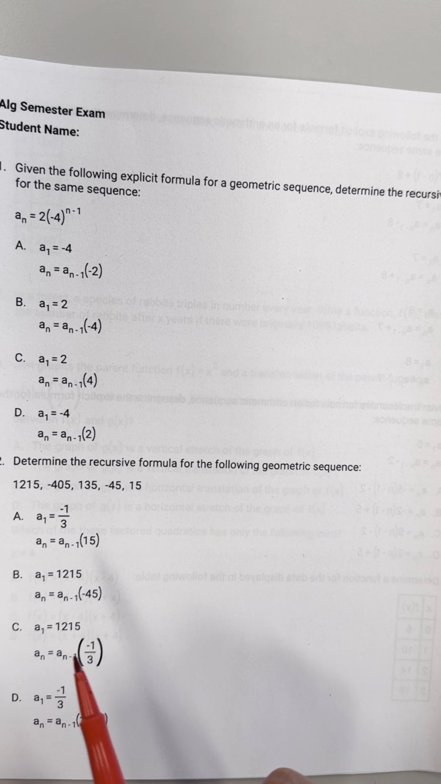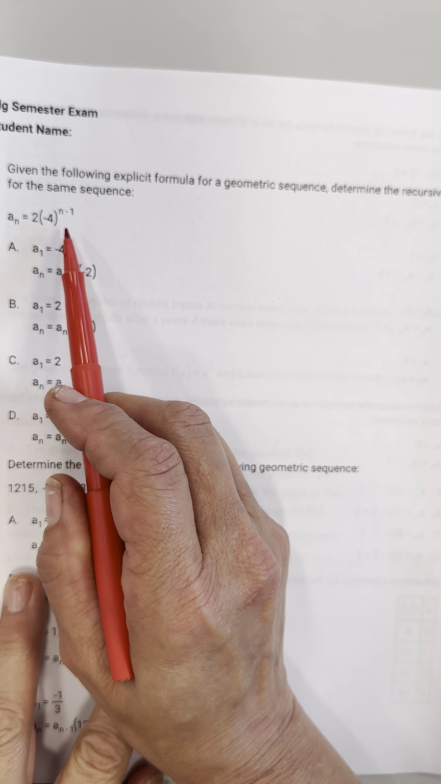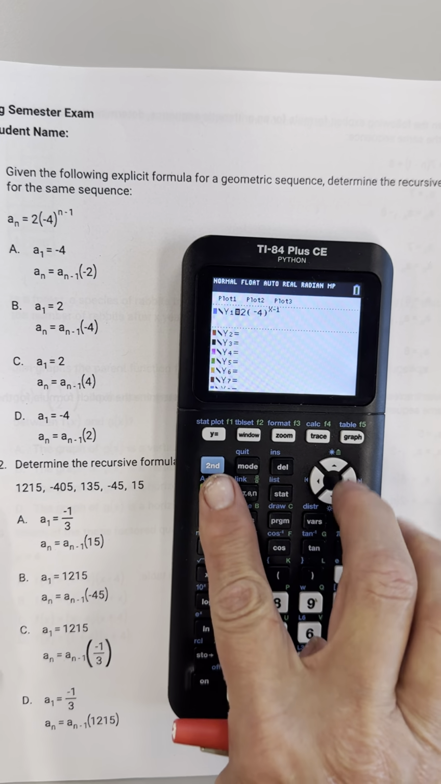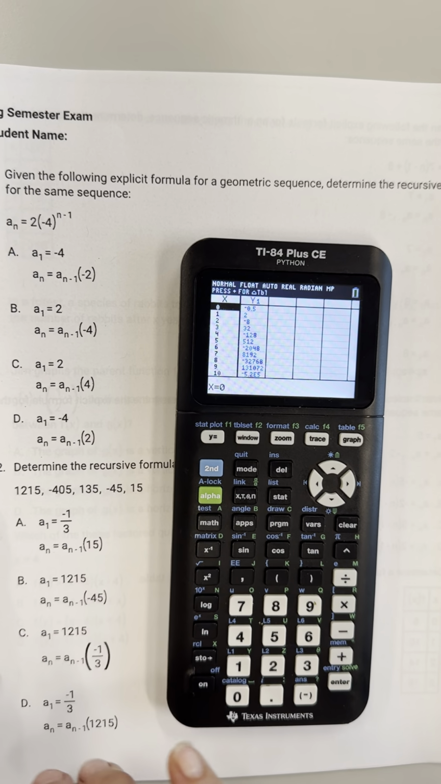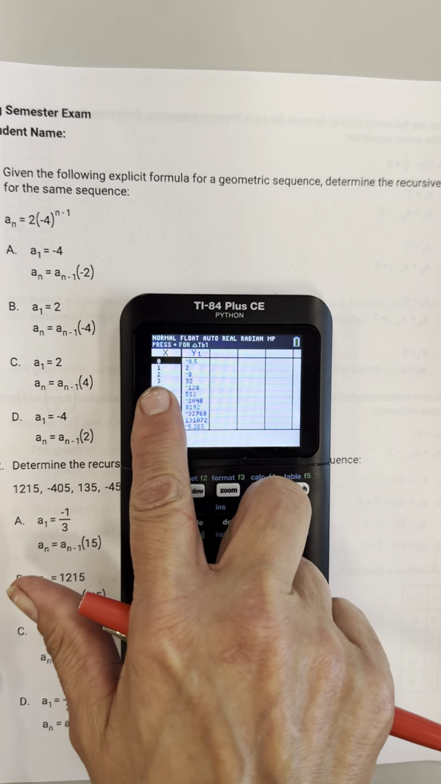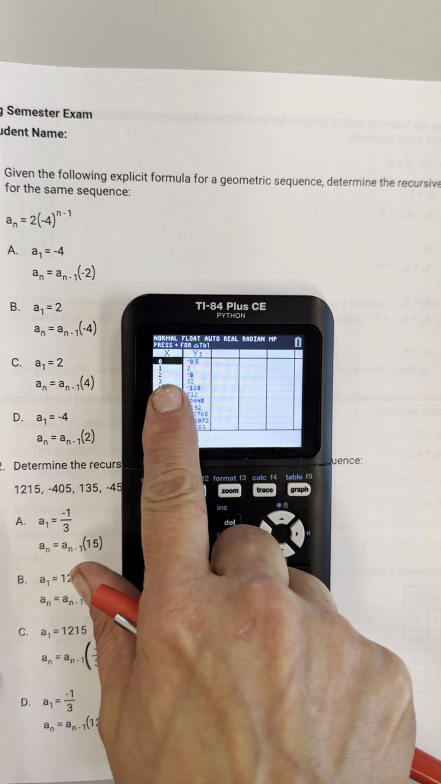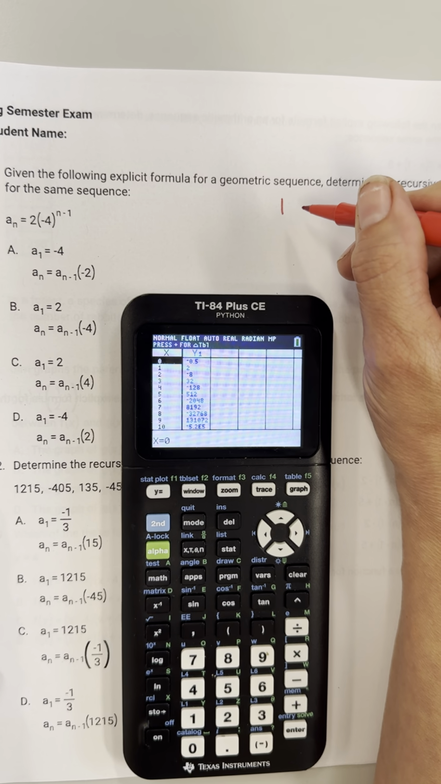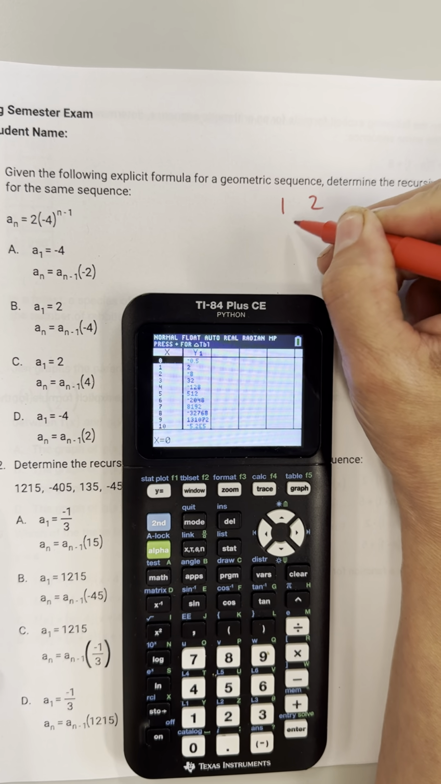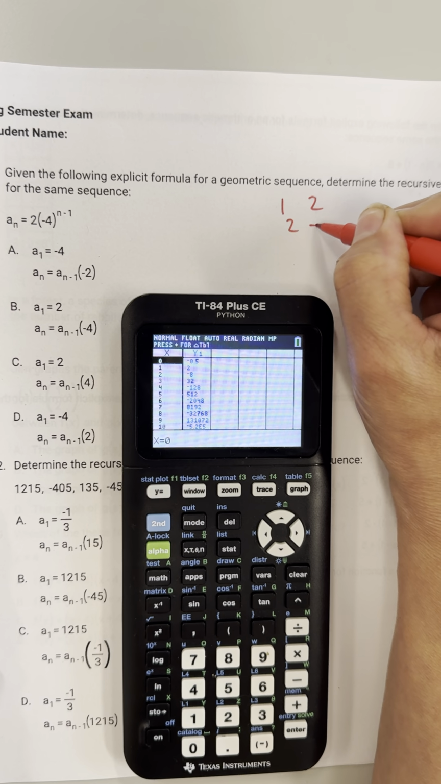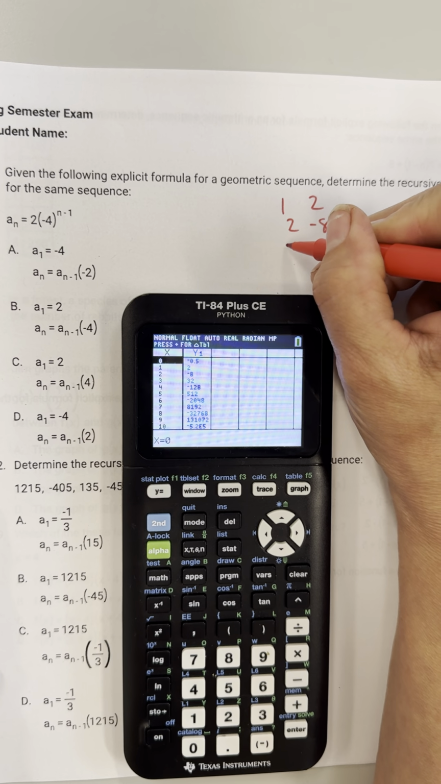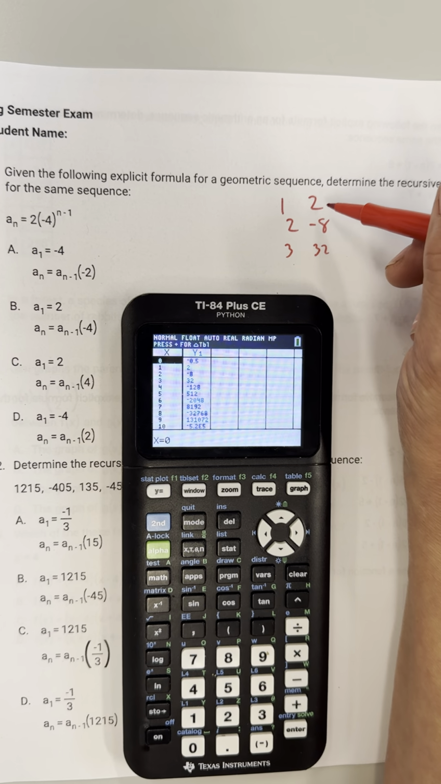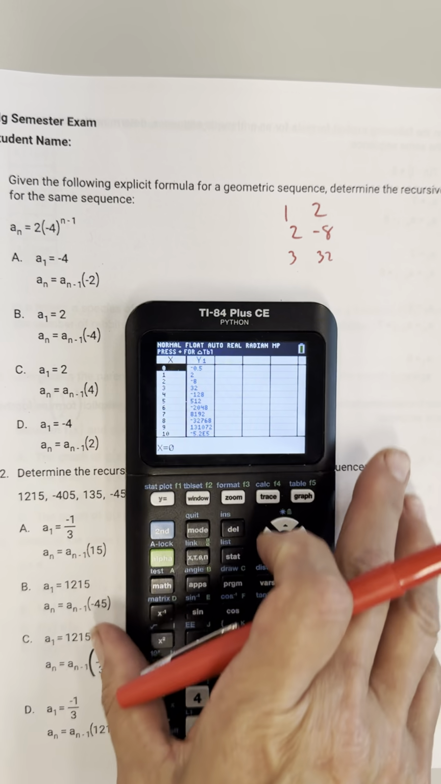So number one, first thing I would do is put the equation in y equals. Instead of an n, we're going to do x. So I have my equation in. Then you're going to look at your table because you're not given a list of numbers. So a of 1, that's your first number. That's when x equals 1. So when x equals 1, we have a 2. At 2, -8, 3, 32, and so on. So our first number is 2. So a of 1 is 2.